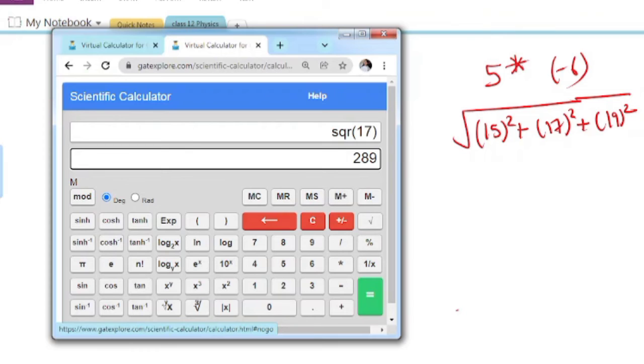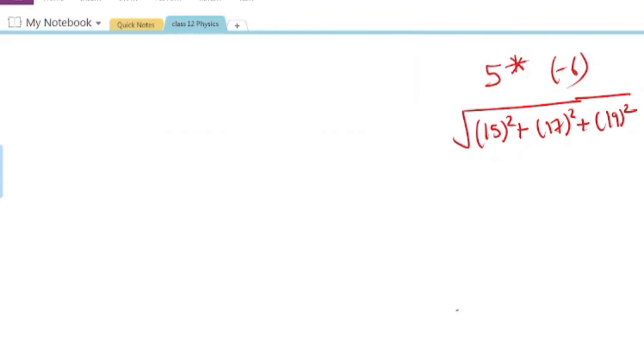If you want to subtract anything, use M minus. If you add anything, use M plus. Correct. Clear. If you want to add 19 square, just type 19 square and press M plus. Clear everything. Now click on MR. You get the value obtained by adding the squares of all these terms.